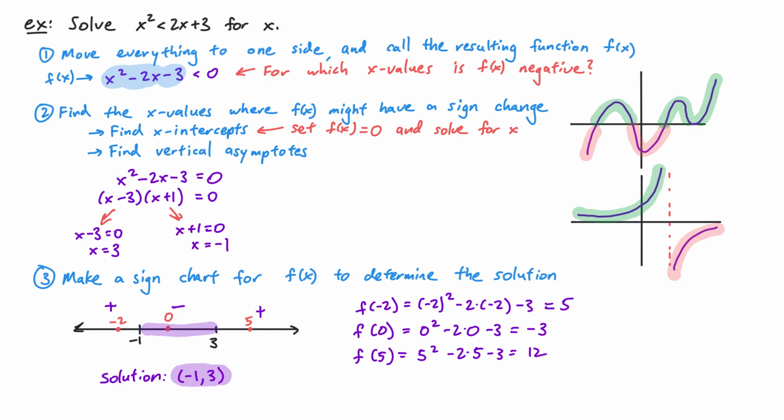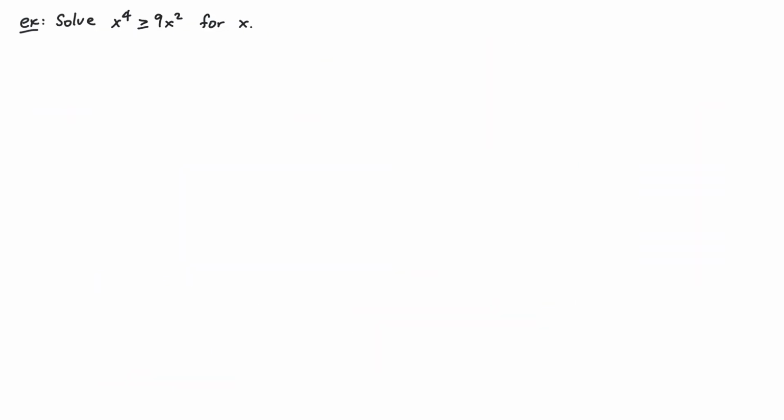Notice that the solution that we got here is consistent with the solution that we got when we looked at the visual representation of our inequality on the previous page. Let's try one more example. In our example here, we want to solve the inequality x to the fourth power is greater than or equal to 9x squared. And we want to solve this inequality for the variable x. So let's follow our 3 steps from before.